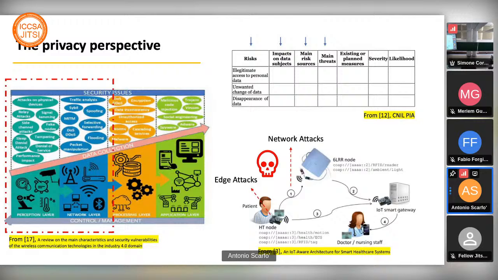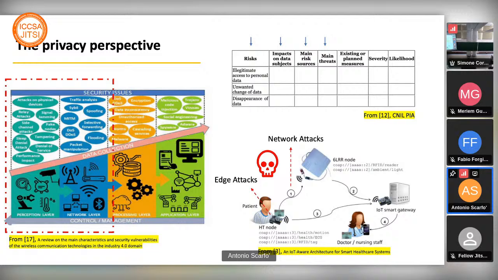I didn't include processing layers and application layers in this phase because the case descriptions are not very rich about these two other pillars of the security issue. And I used the form that you can see in the slide, the PIA of CNIL, part of this form, to have a comparison in terms of privacy among the cases I selected.